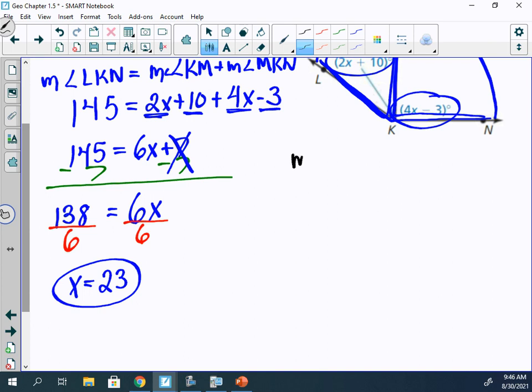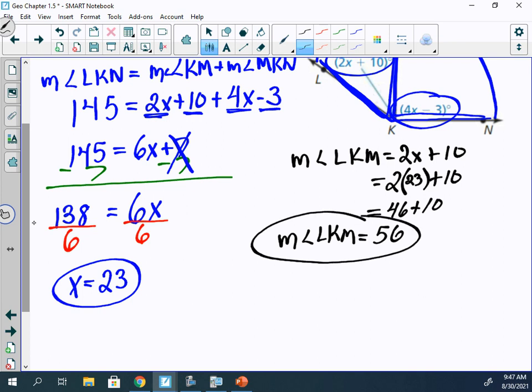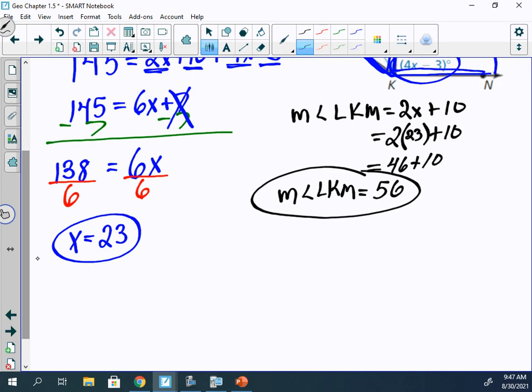Well, the measure of angle L, yes, was told to us to be 2x plus 10. Well, I already know the value of x now. It's 23. Now, at this point here, if you wanted to type that all in, 2 times 23 plus 10, and hit enter, the calculator would do it. 2 times 23 is going to be 46, and 46 plus 10 is 56. So that there is one part.